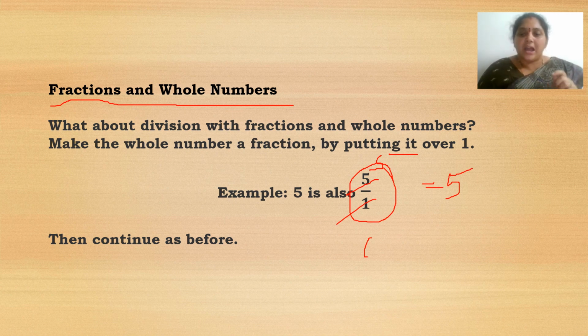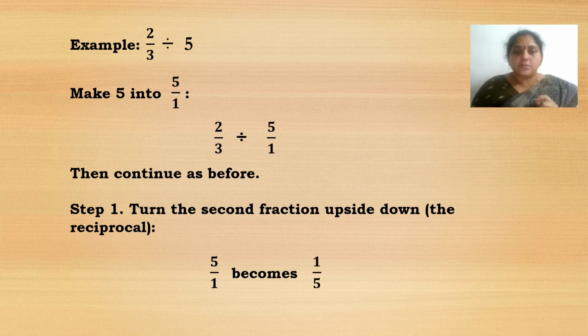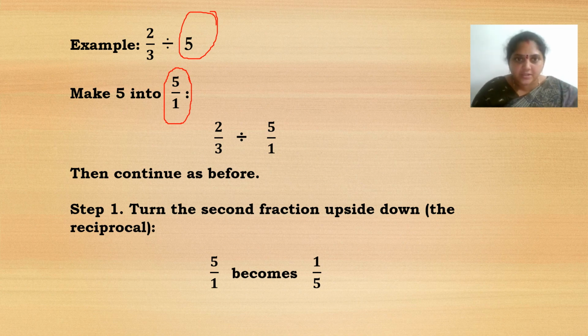After writing 5 in fraction form, we continue as before. Example: 2 by 3 divided by 5. Now convert this 5 into a fraction. I have to convert 5 into 5 by 1. Now what are our two fractions? Our two fractions are 2 by 3 divided by 5 by 1.